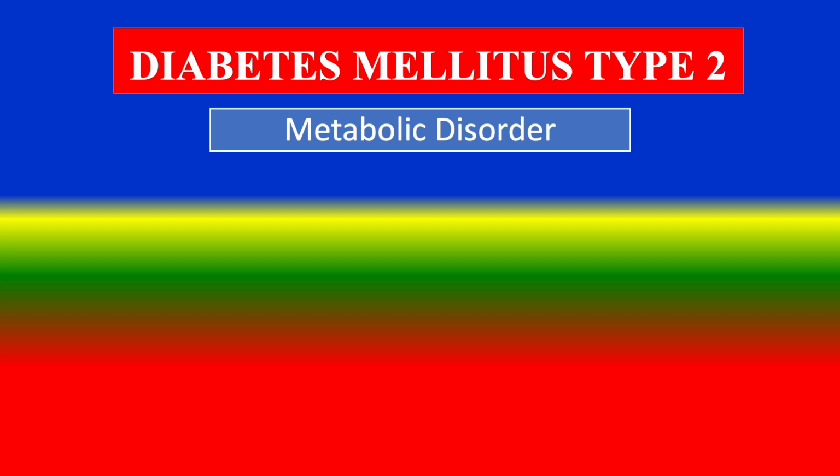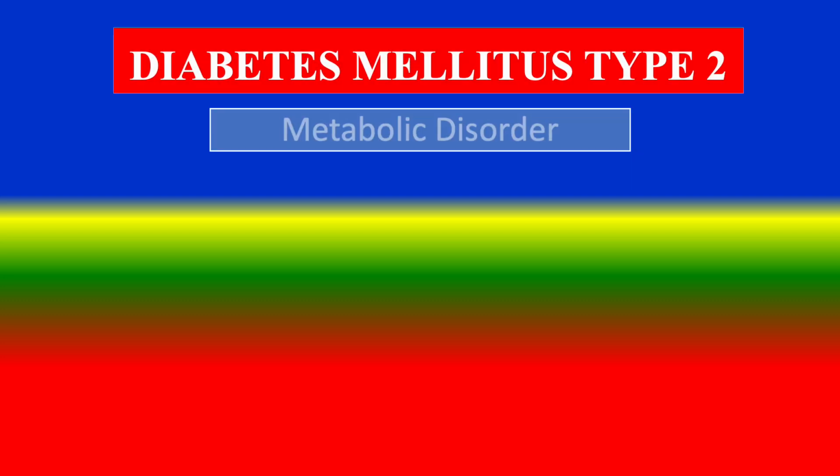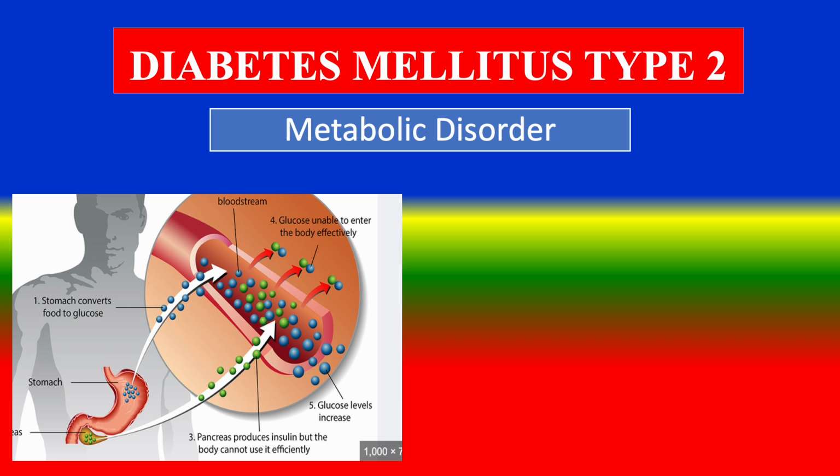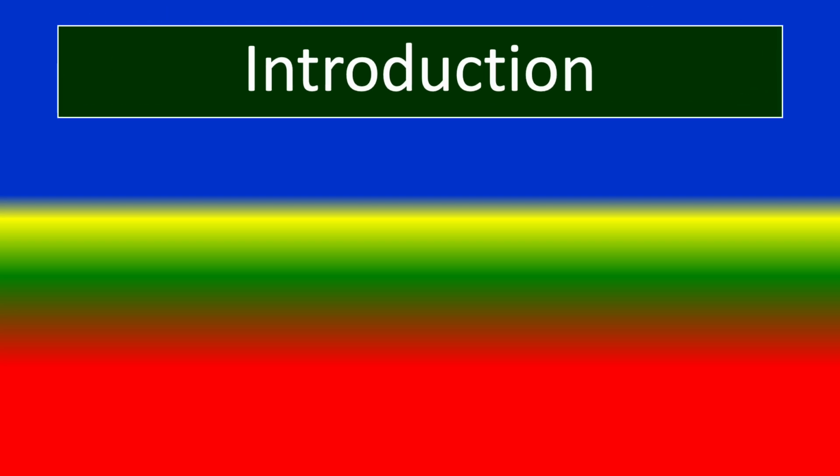Diabetes mellitus type 2. It's a metabolic disorder. Look at this picture, it shows the stomach, pancreas, and insulin production. A detail going on. Introduction.